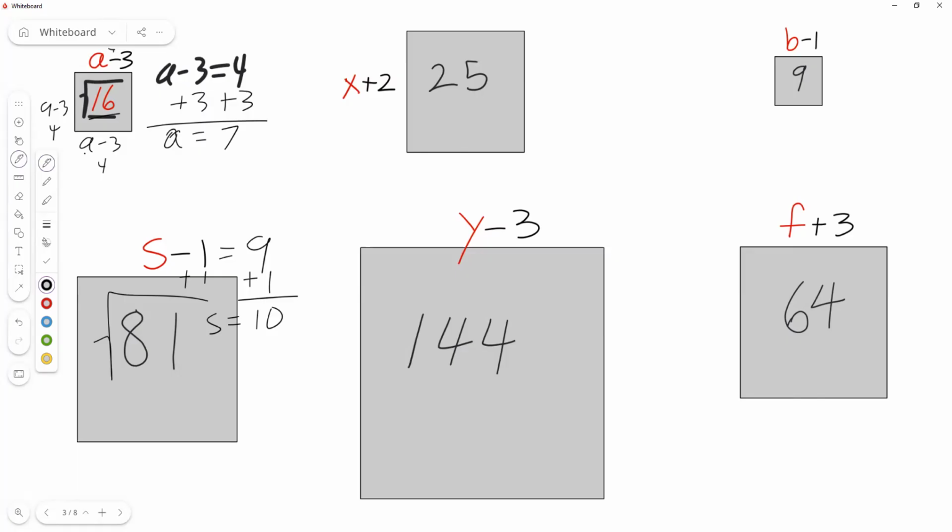All right, one more. If we take the square root of 144, that's going to be 12. So that means this side, remember, all of these sides are Y minus 3, each side has to be equal to 12, which means that Y, if we add 3 to both sides, is equal to 15. Now, that's the basis for completing the square. So let's go.